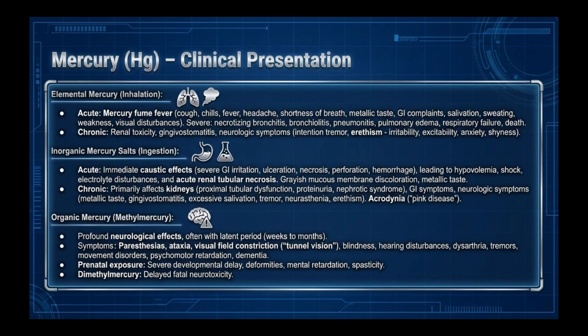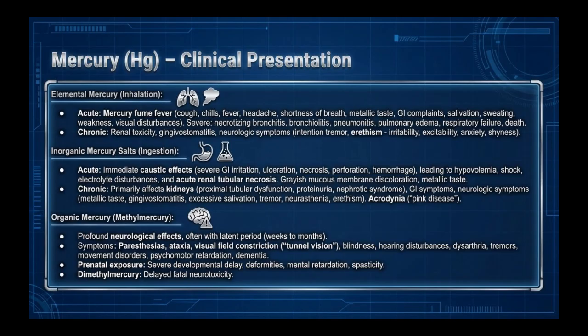and face. Organic mercury compounds are associated with profound neurological effects, often with a delayed onset of weeks to months following exposure. Symptoms include abnormal sensations such as paresthesias, coordination problems like ataxia, visual impairments including tunnel vision and blindness, hearing disturbances, difficulty speaking, tremors, movement disorders, mental slowing, and dementia. Severe cases can be fatal.